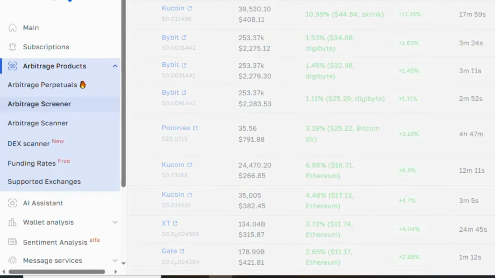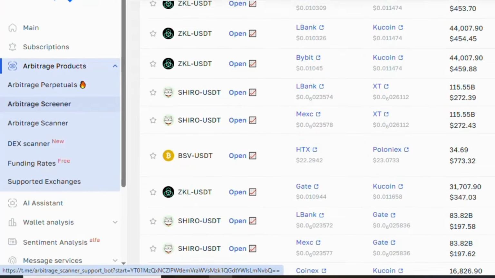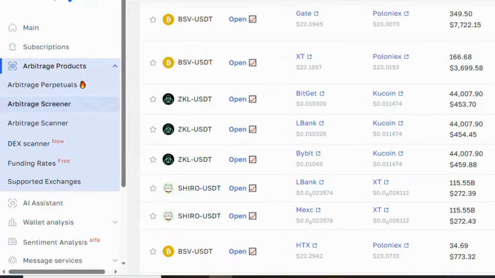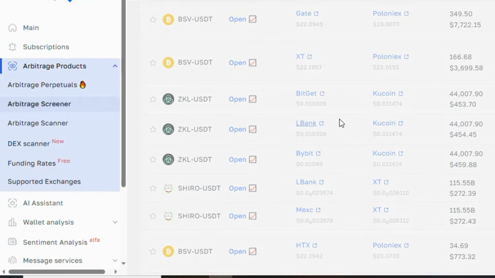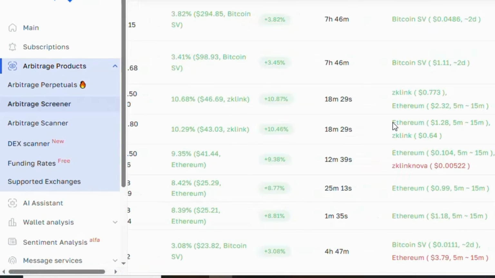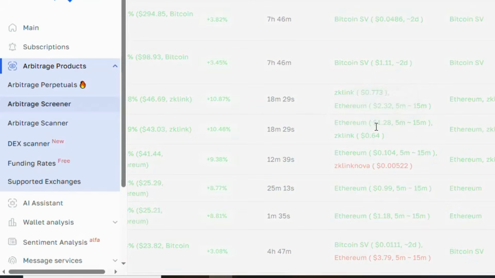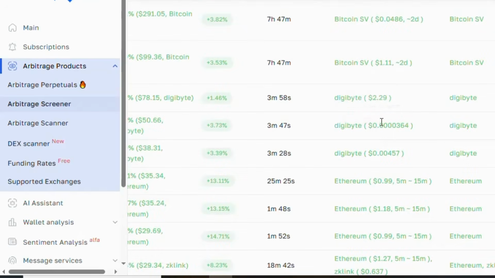So I'm going to go back to the ZKL opportunity we found earlier, and okay, this is ZKL over here. You can see LBank and KuCoin, which is the same thing as LBank and Bybit. Okay, I'm just going to go sideways to see the fees attached. So currently the fees are actually based on how much you are trading with. So you can see the fees.